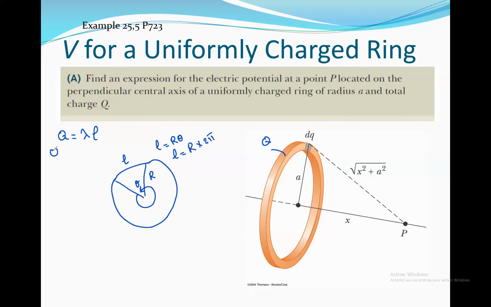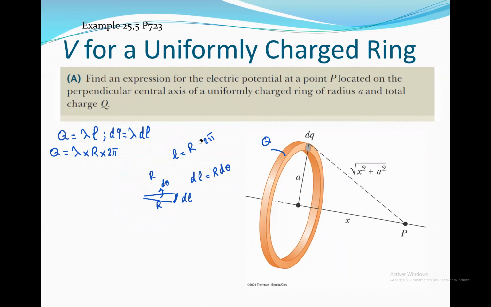This is the total Q: Q equals lambda times R times 2 pi. And dq for a small portion equals lambda dl. Also, for a small dl with angle d theta and radius r, dl equals r d theta. This is the value of Q and dq.